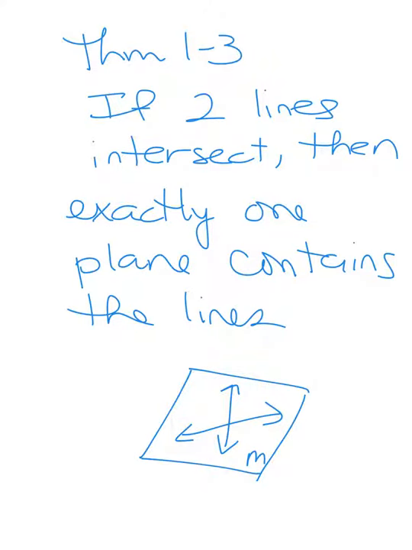And the last theorem says if 2 lines intersect, then exactly one plane contains the lines. So again, if I have 2 lines and I want them to intersect, the only plane I can contain them in is actually the flat surface that you drew the lines in. So in this case, both of these lines intersect in plane M.